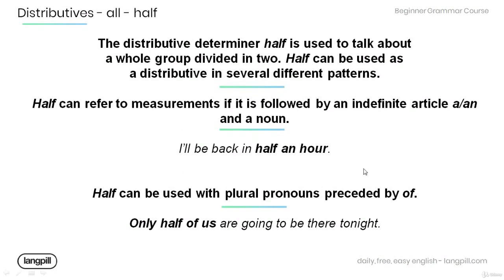Let's have a look at the example below. I'll be back in half an hour. Half an hour meaning 30 minutes. Second, half can be used with plural pronouns preceded by of. For example, in the sentence, we have, only half of us are going to be there tonight. Meaning that if we are 10, only half of us means only 5 of us are going to be there tonight.